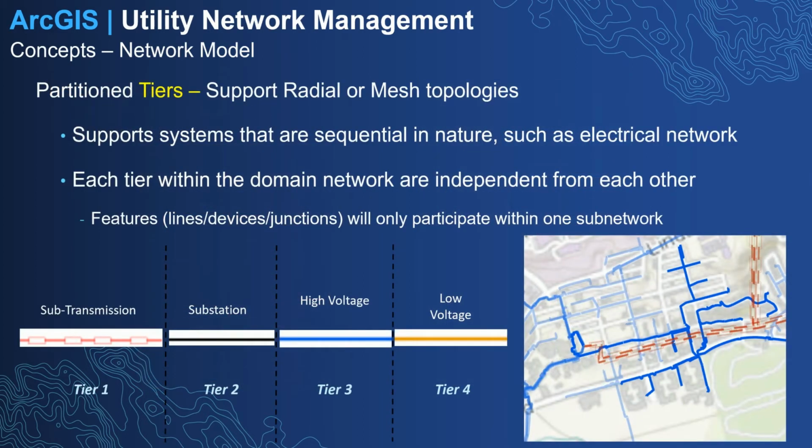For domain networks with partition tier definitions, both radial and mesh topologies are supported. Partition tiers are sequential in nature, like electric and telco networks, and are independent from each other. So features within a tier will only participate in one subnetwork within that tier. Traces can be propagated across tiers as long as you define the target. So network traces will be covered in an upcoming demonstration video.